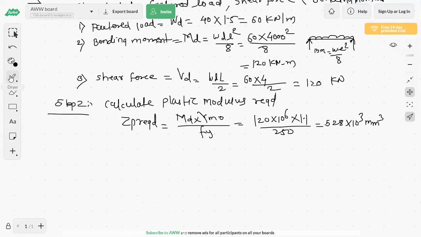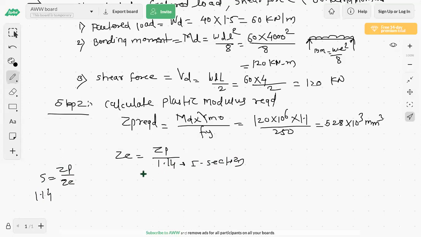Okay, now we have to calculate the ZE value. So ZE is equal to ZP upon 1.14. Why 1.14? Because we are using an I section. As I told you, shape factor S is equal to ZP upon ZE. So if we have to calculate ZE, this S value is 1.14 for I section. So ZE is 528 into 10 raised to 3 divided by 1.14. How much is ZE?